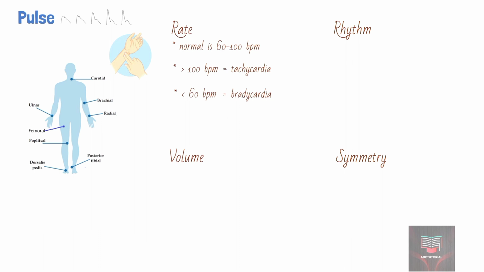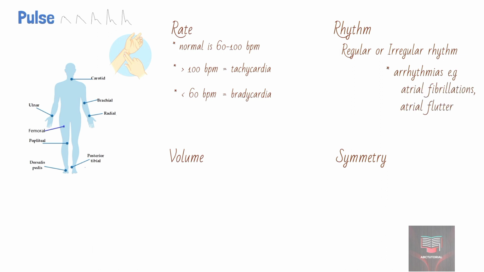Assessing whether the rhythm of the pulse is regular or irregular is essential. The pulse could be regular or irregular in its rhythm. Irregular patterns are more commonly indicative of arrhythmias such as atrial fibrillation and atrial flutter. Assessing the volume of pulse is important. A low volume pulse could be indicative of inadequate tissue perfusion and dehydration.